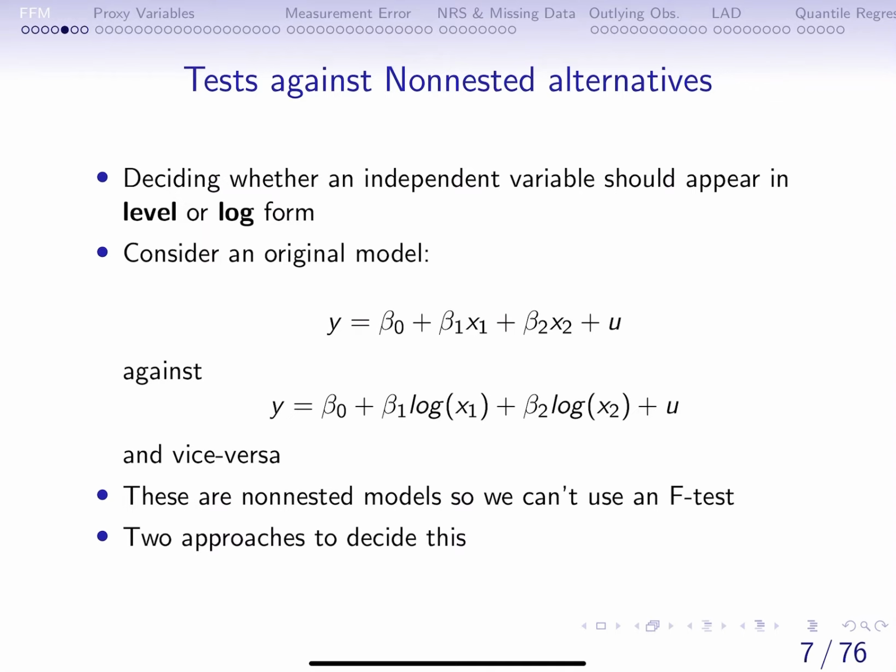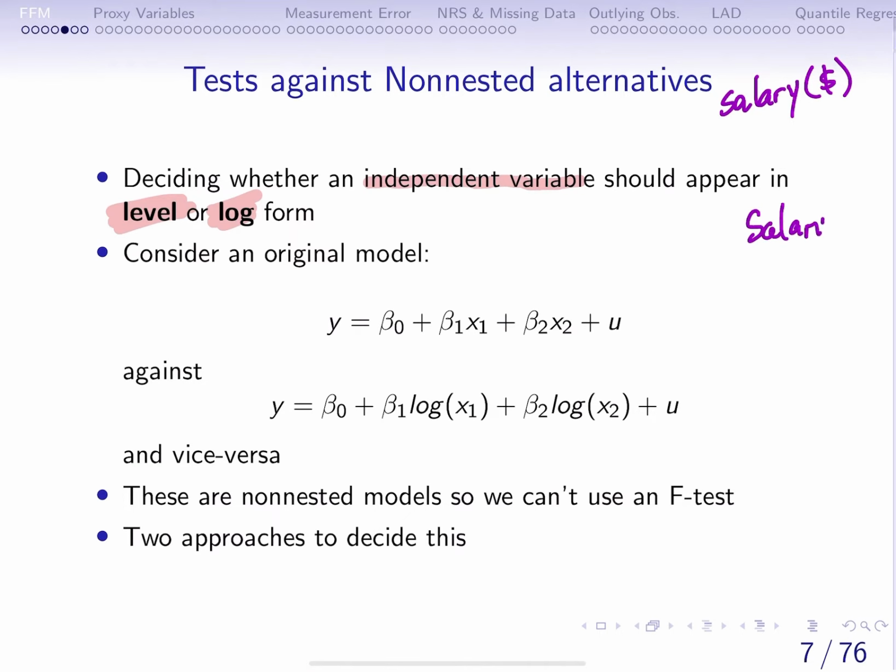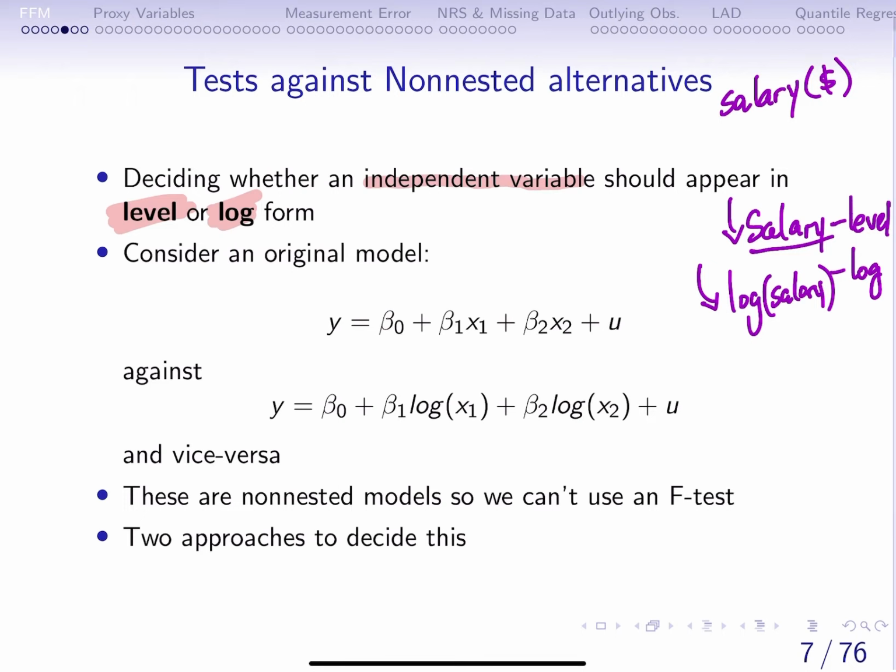you would encounter situations where you want to figure out whether an independent variable should appear in level form or log form, right? So level form would just mean that if you have, let's say, salary data in dollars, you're just incorporating salary in dollars or in thousands of dollars in your regression. And that's just the level form of it. But the log form is just going to be when we take log of salary, right? So we want to see whether we want to incorporate salary or log salary in our regression, or any other variable for that matter. Okay, so that's the idea here.